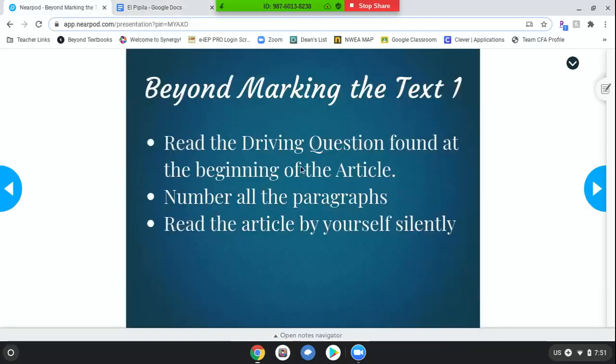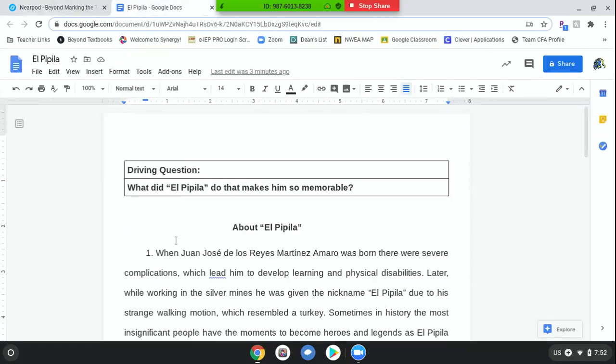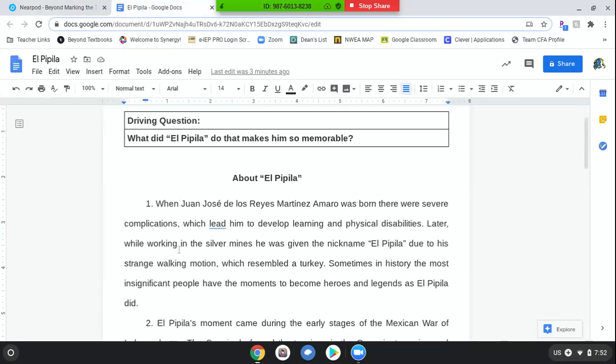And so next, now that we've numbered our paragraphs and read it first, we'll move on to the second stage, which is to read the article again, but this time we're highlighting all the names and what they did. In this article, we know that it's mostly going to be about Juan José Los Reyes Martínez Amaro, or El Pipila. And so I'll help you by marking the first two paragraphs, but you will have to do the rest.